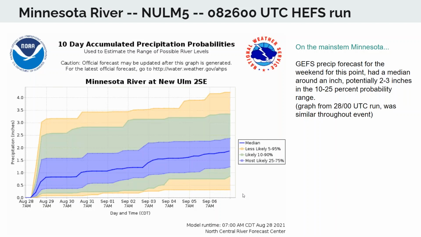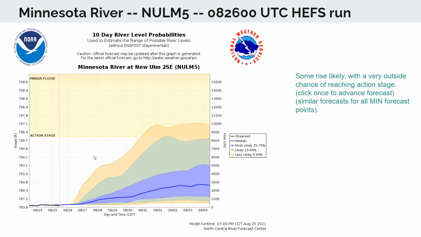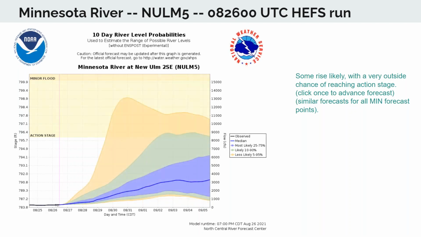Taking a look at the Minnesota River, also at New Ulm, the forecasts again were pretty similar in terms of the amount of rain expected or potential, around an inch, an inch and a half, 2 inches, with some outside chance of 2 to 3. And the HEFS forecast based on this event, again, we had a little bit more of a range, looking at the potential river levels, but nothing really substantial, again, because we were so dry going in.